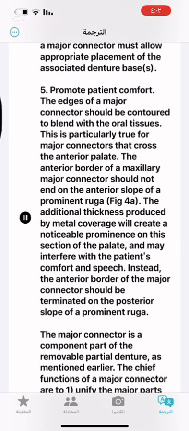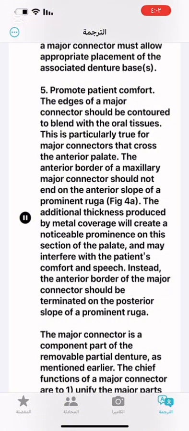1. Major connectors should be free of movable tissue. 2. Impingement of gingival tissue should be avoided. It is recommended that the borders of the maxillary major connector be located a minimum of 6 mm away from and parallel to the gingival margins. Fig. 5. As for the mandibular major connector, there should be a minimum of 4 mm below the gingival margin.